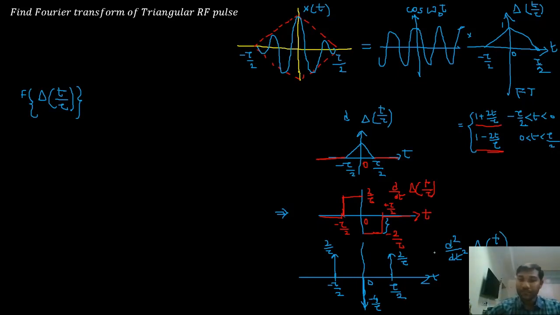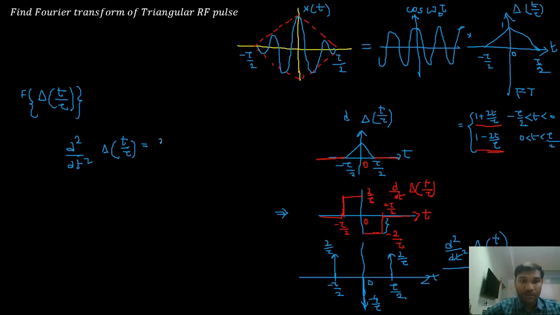Now let me find the Fourier transform for this function. So first, how can I write this function? I can write it as d square by dt square of the triangular function is equal to, what is it equal to? It is equal to the sum of three impulses, right? There are three impulses in this function.